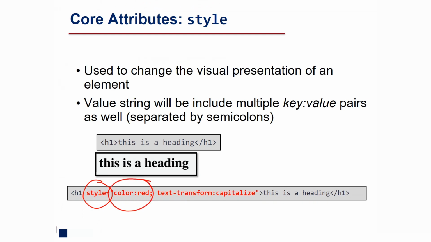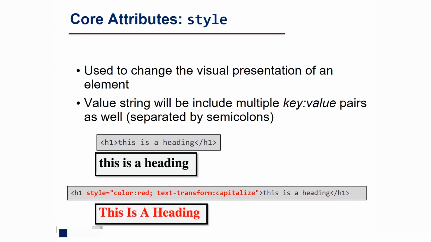value pair, color: red, which tells it I want the text to appear red. There's a semicolon because I'm about to give it another key value pair, which is text-transform: capitalize, which tells the browser to transform this text, and rather than rendering it as it is in normal H1, capitalize the first letter of each word. And what we would see in Google Chrome is content that looks like this. It's still the same font size as H1 usually would be, but now it's red, and now the first letter of every word is capitalized.